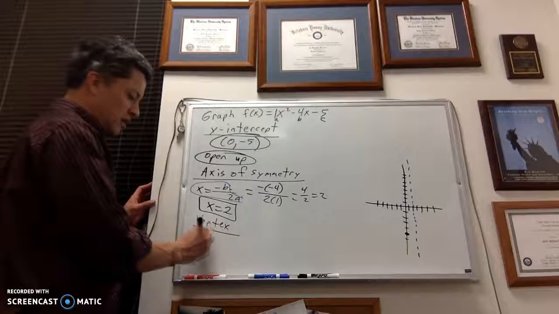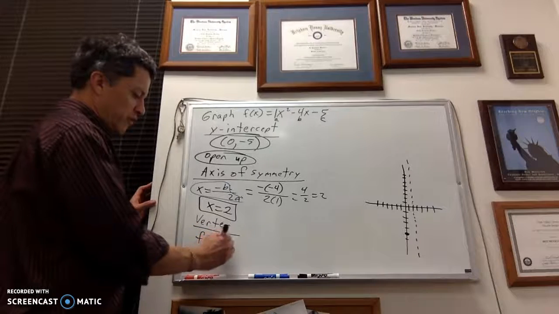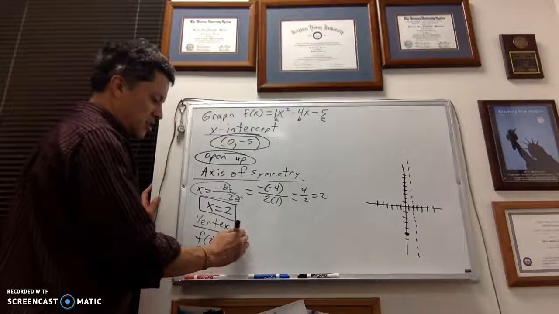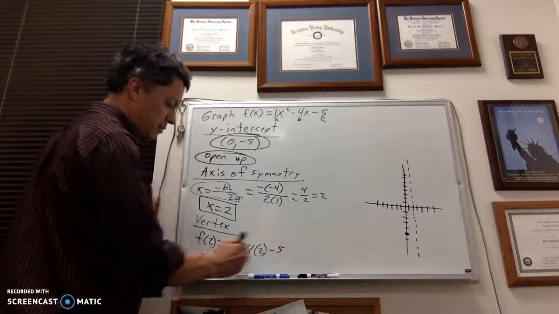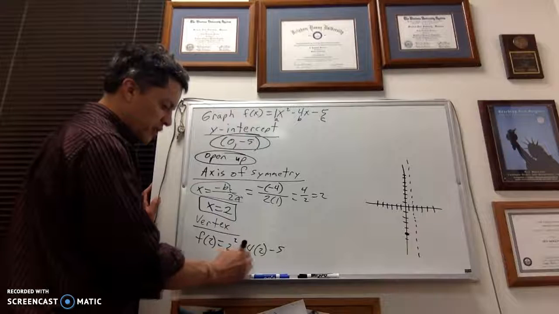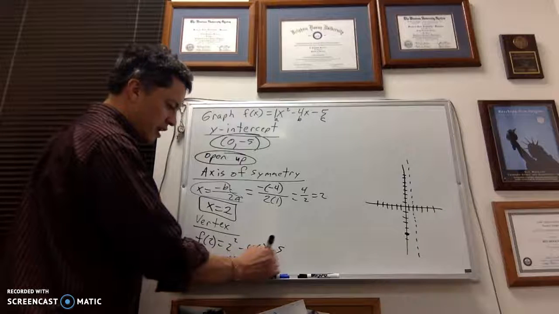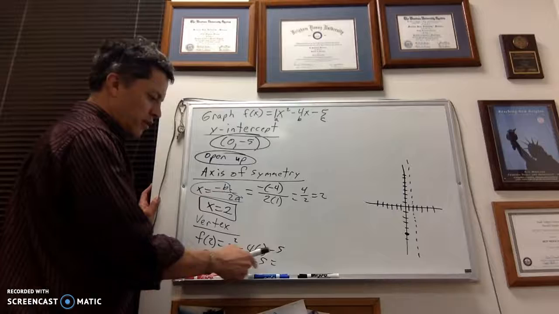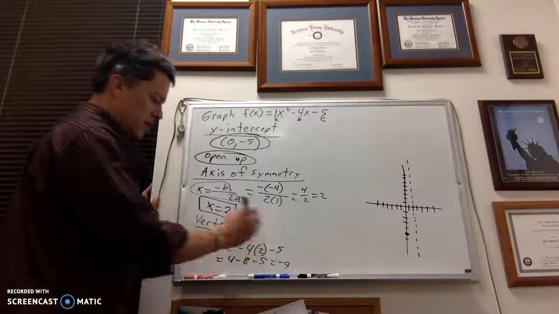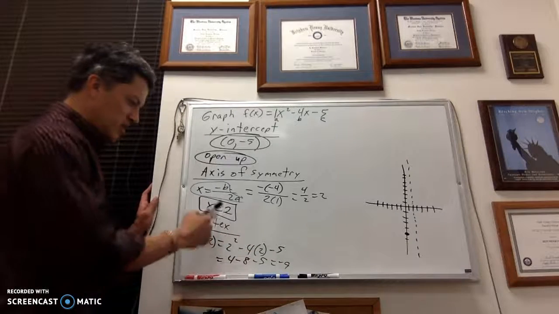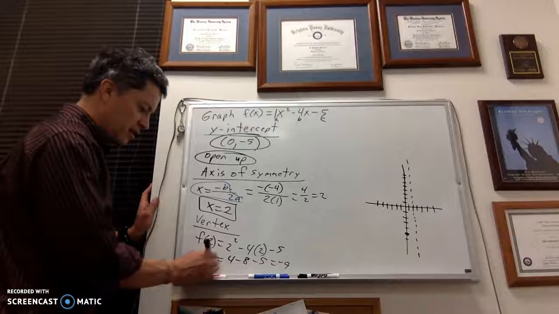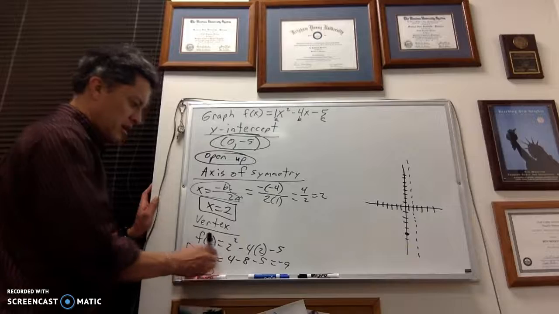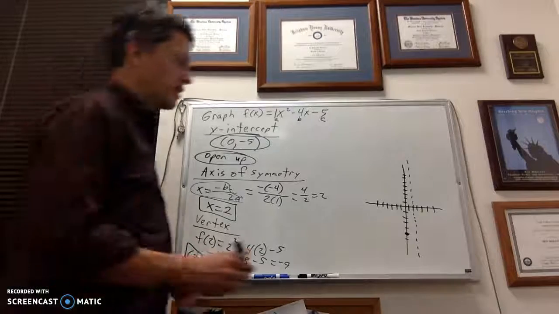So what I'm going to do is plug in a 2 for my x. And I got 2 squared minus 4 times 2 minus 5. Let's see, that's 4 minus 8 minus 5. That's what, -4, -9? Okay, so my vertex then is going to be (2, -9). Okay, that's my vertex. So let me plot that.